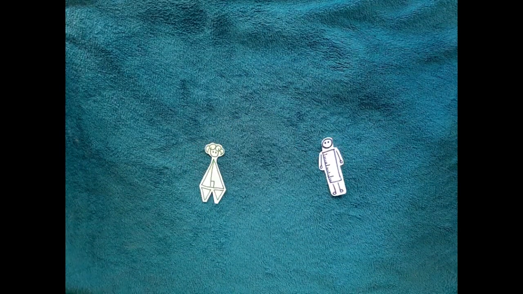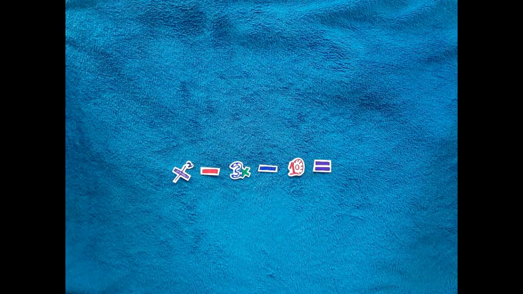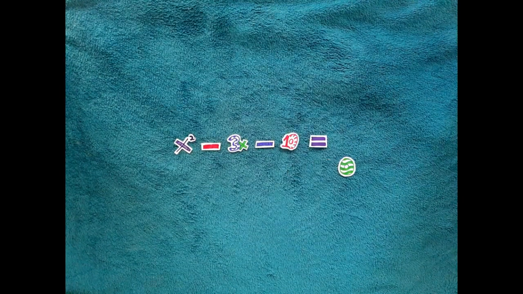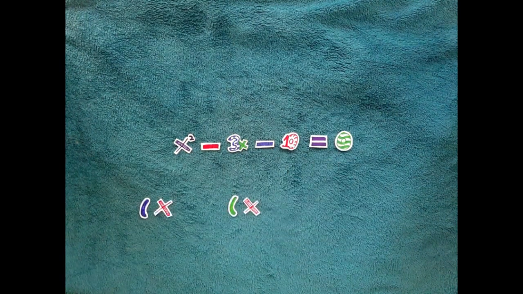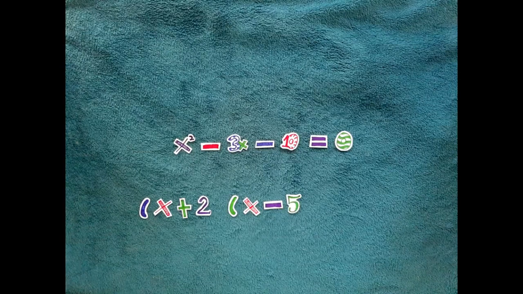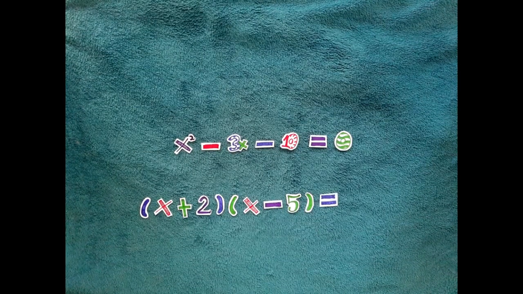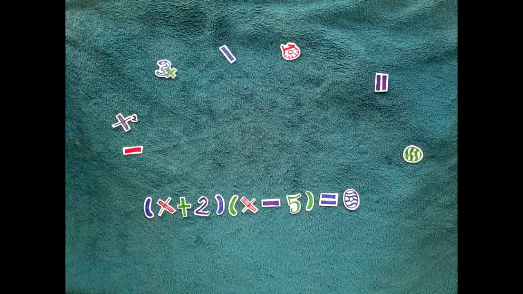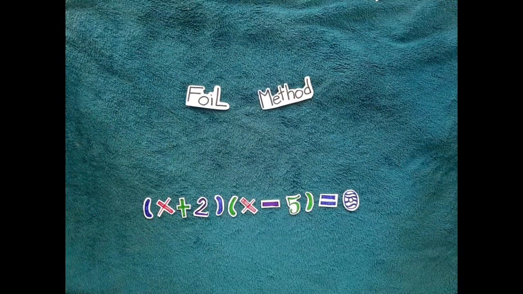By factoring? It's easy! Let's take x squared minus 3x minus 10 equals 0. First thing you do is factor the x squared, and then factor the 10. Let's take 2 and 5 for 10 and see if we can get 3x from that, okay? Okay. Now to find if 2 and 5 are the correct numbers, we'll use the FOIL method.